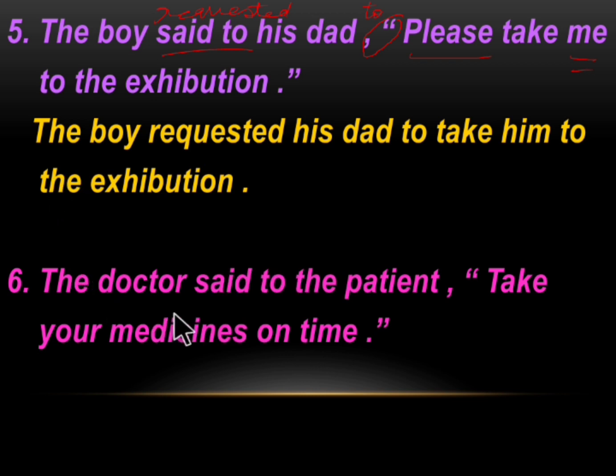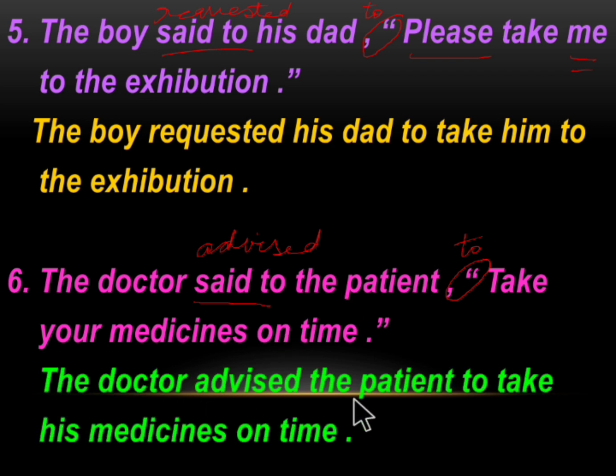Next example. The doctor said to the patient, "Take your medicines on time." So this is an advice. So instead of "said to," we use "advised." We remove this and this is a positive sentence, so we use "to." The indirect speech: the doctor advised the patient to take his medicines on time. The patient may be either a male or a female. If it is a male, we use "his." If it is a female, we use "her." So we have used "advised" and the positive connector.